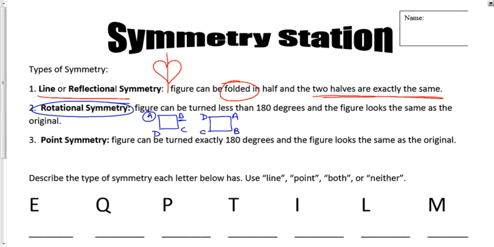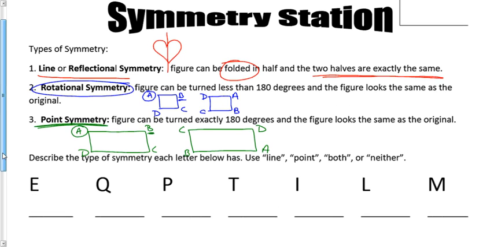Point symmetry is when you turn a figure exactly 180 degrees and the figure looks the same as the original. So that would be if we were talking about a rectangle. If I had a rectangle and I rotated that 180 degrees, again, I'm going to label it just so we can see what's happening. My A would end up over here. My B would end up down here. My C would go here, and my D would be here. So although I would have rotated it 180 degrees, the orientation of the rectangle remains the same.